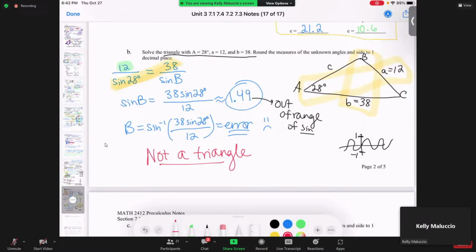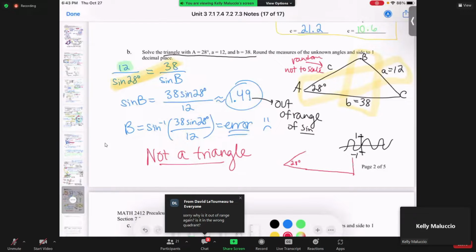And what that means is that if you were to actually draw this to scale, so I drew just a random triangle, not to scale, right? But if you were to draw something to scale, say 28 degrees is small, I don't know, say that's it. Then I know this was 28 degrees. Then 38 is maybe that long. Then 12 was this side here, maybe less than half of 38.